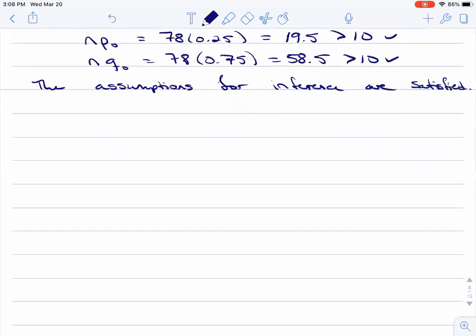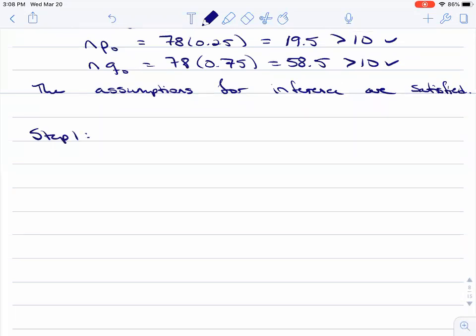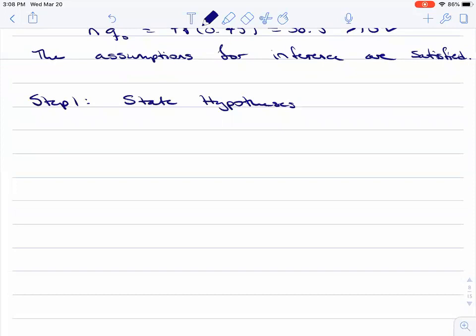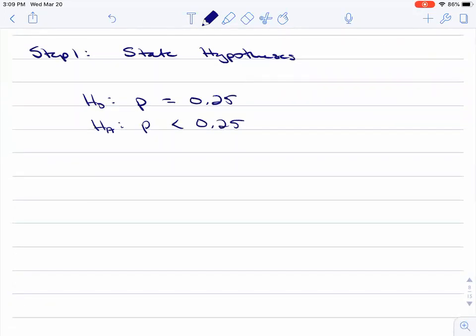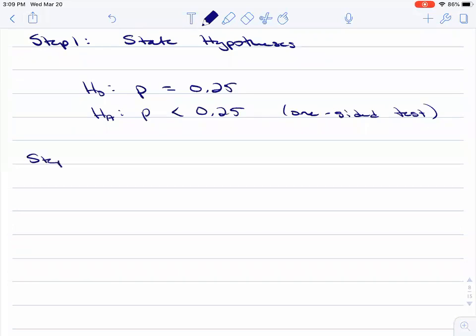And so step one is to state my hypotheses. Which we already developed, so H naught is P is 0.25. HA is that P is less than 0.25. Again, we have a one-sided test. Step two is do the test. That's where we do our calculation.